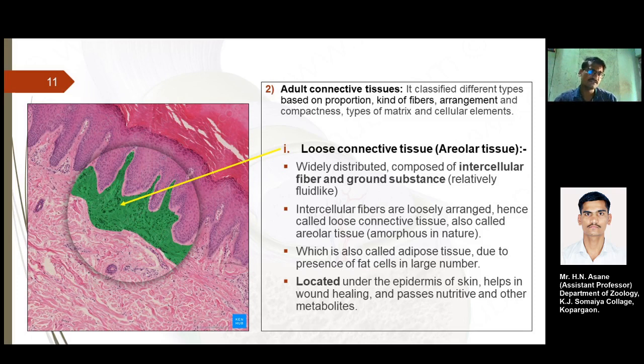As you can see in the picture, the tiers of the loose connective tissue are shown. Hence, we are looking at all these tissues from a histological perspective, where the loose connective tissue is highlighted in green color. In these green loose connective tissues, the fiber ground substance is fluid-like and amorphous in nature, you can see.